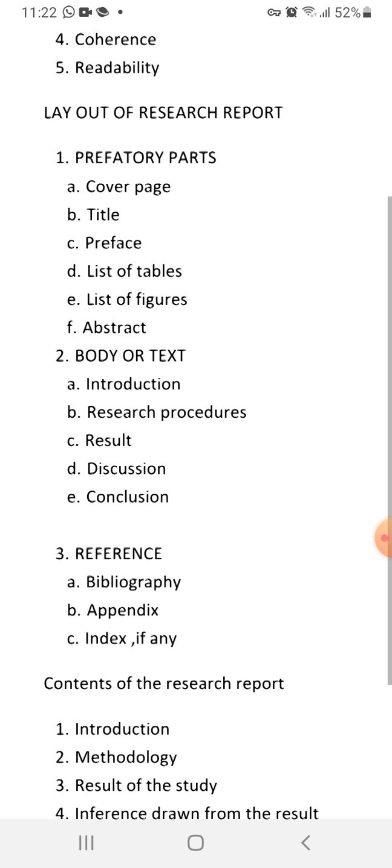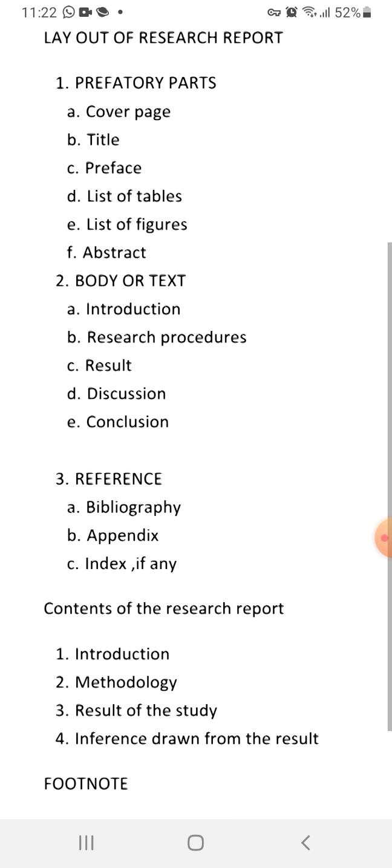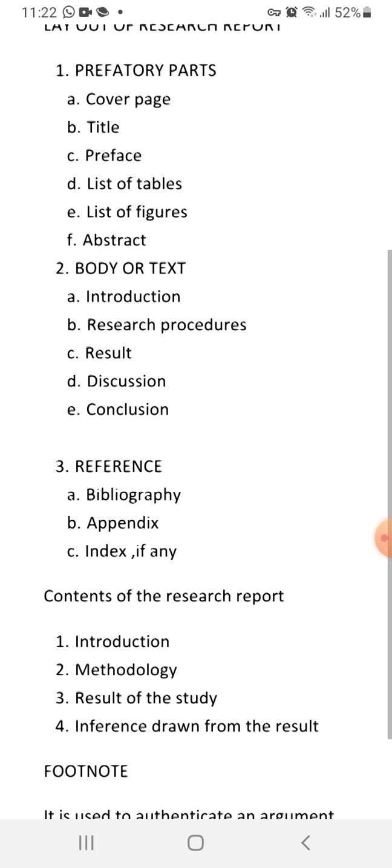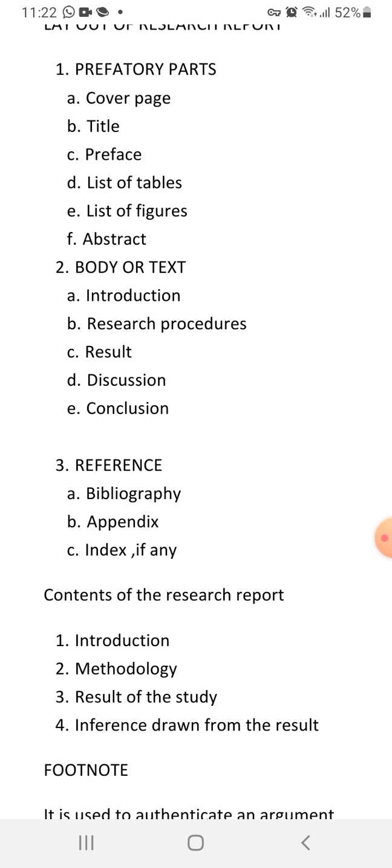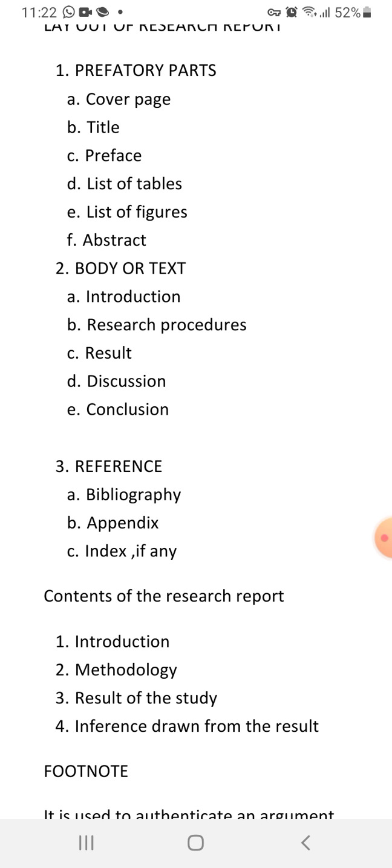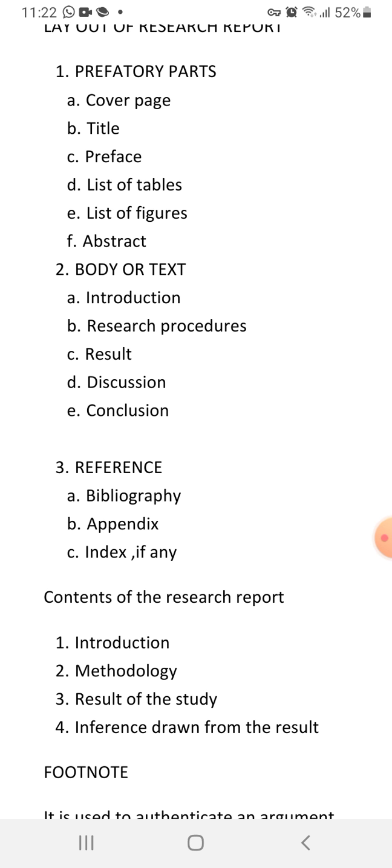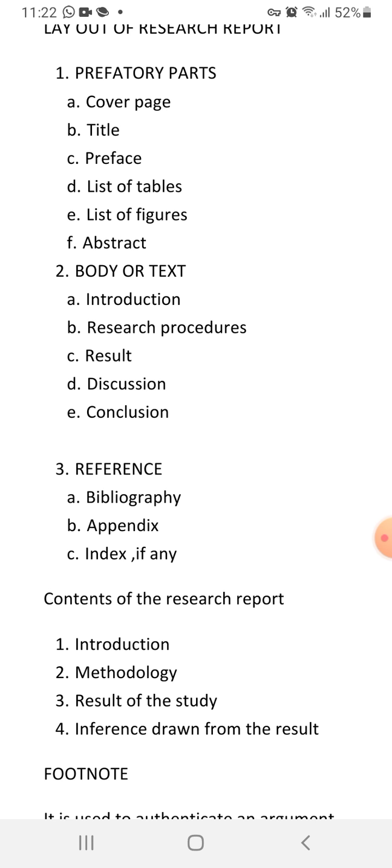Then the next section is the reference section. The reference section includes bibliography, appendix, and index if any. Bibliography means the source from which the researcher got information relating to certain facts. For example, when you are writing the census report, when you are writing that the total population of the panchayat is 5,428, you have to mention from where you got this data. Therefore, the source of getting data is known as the bibliography.